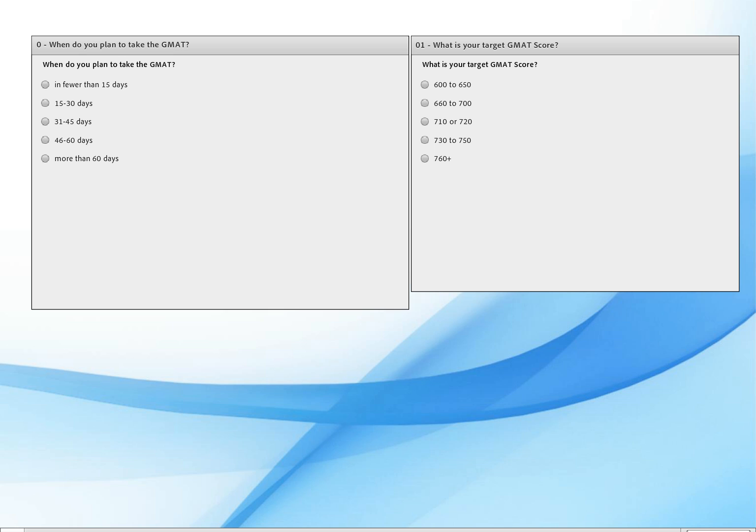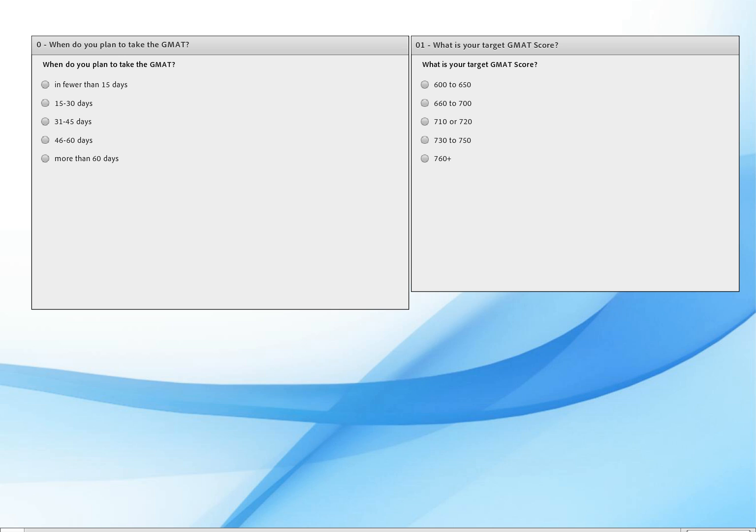But even if you're taking the test in fewer than 15 days, that's 12% of you, even for you, what you learn today is not rocket science. It is extremely logical. You will find that you improve even if you're able to incorporate this into your reading strategies from today onwards. So very happy to see that.